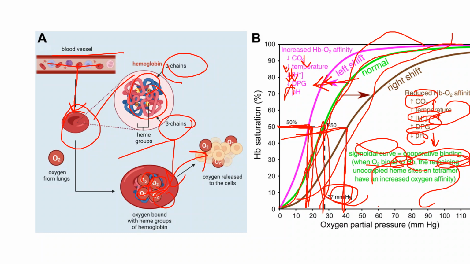So these unoccupied heme sites increase the oxygen affinity. When one oxygen binds to the hemoglobin, the remaining unoccupied heme sites on the tetramer now have increased oxygen affinity, and we call this property cooperative binding. So the binding of oxygen to hemoglobin shows this kind of affinity, that is cooperative binding affinity.